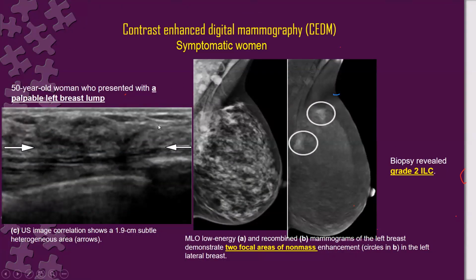Now let us go to symptomatic patients. So what about symptomatic women in the breast? What is the definition of a symptomatic woman?